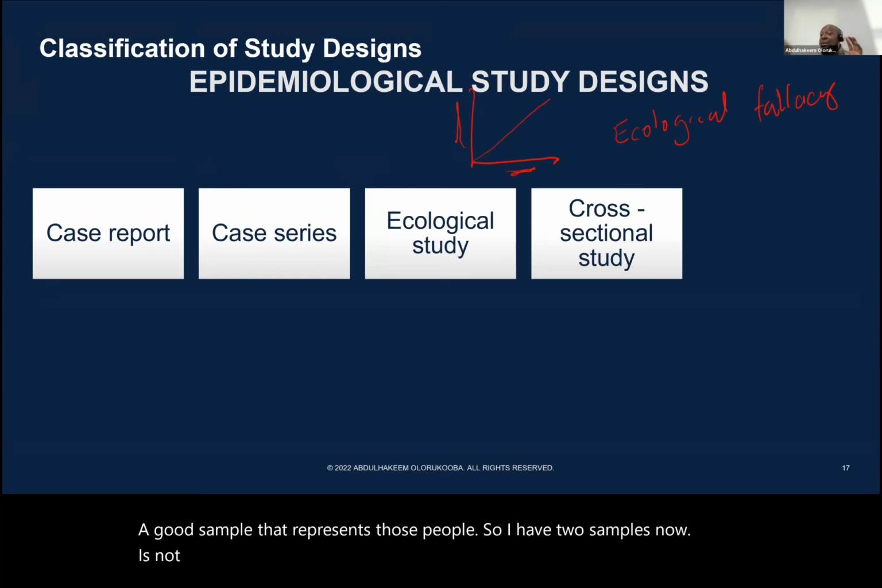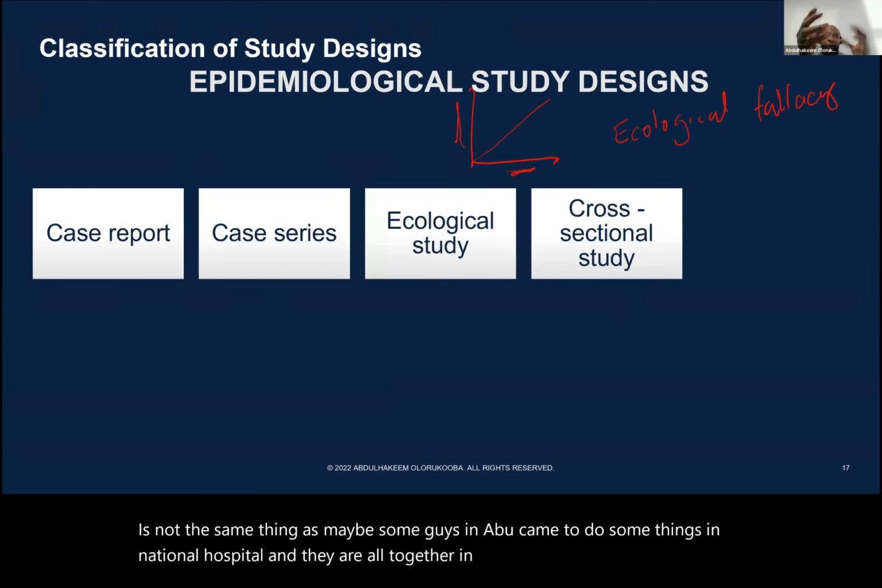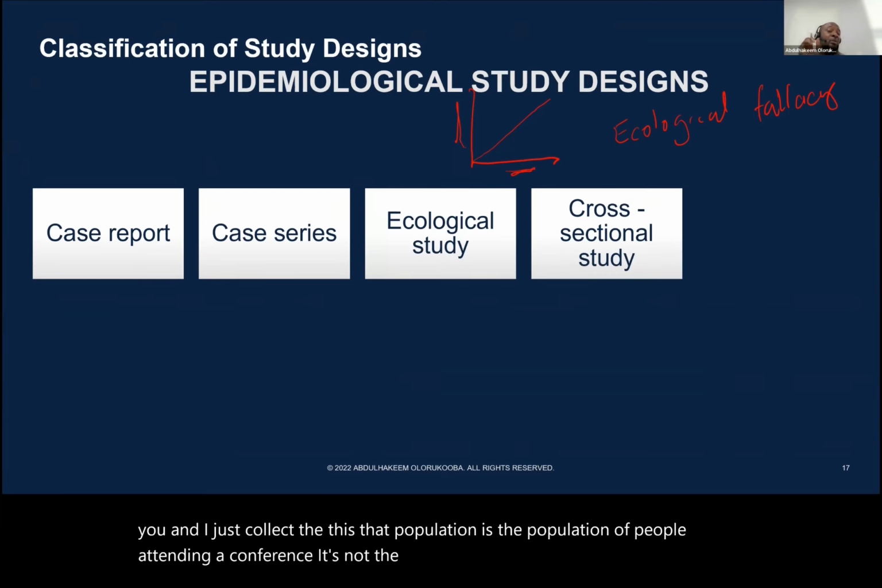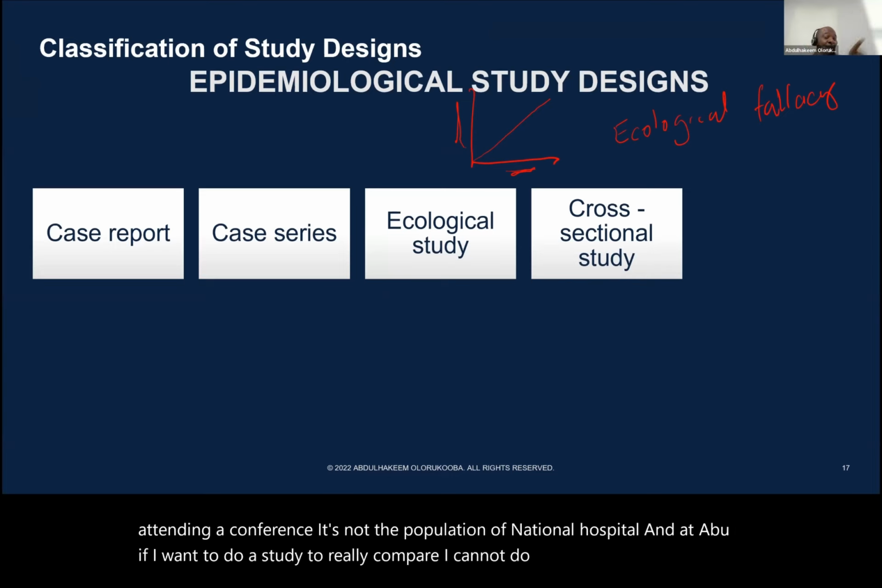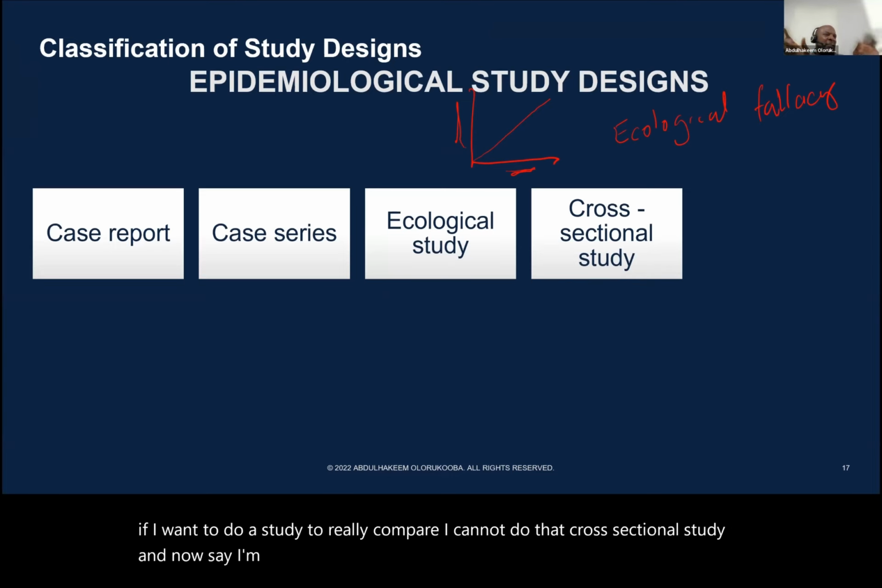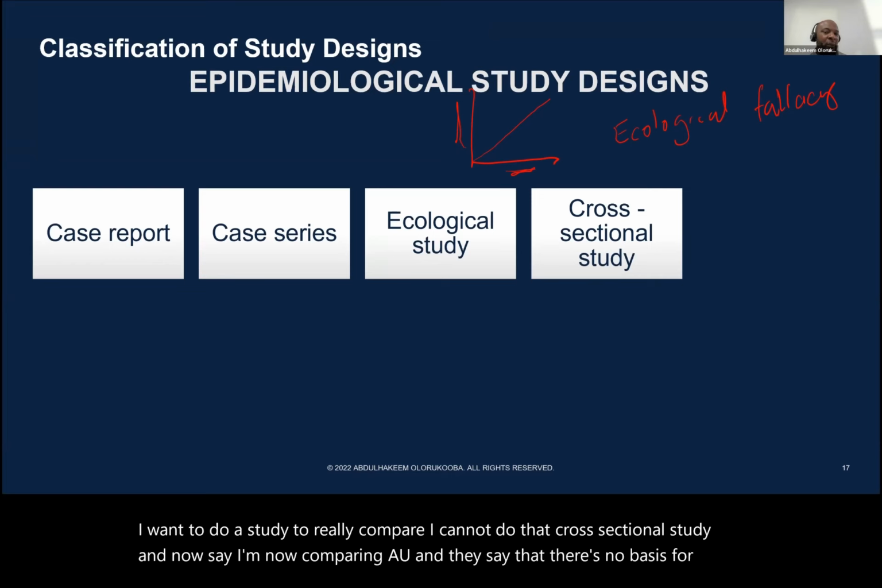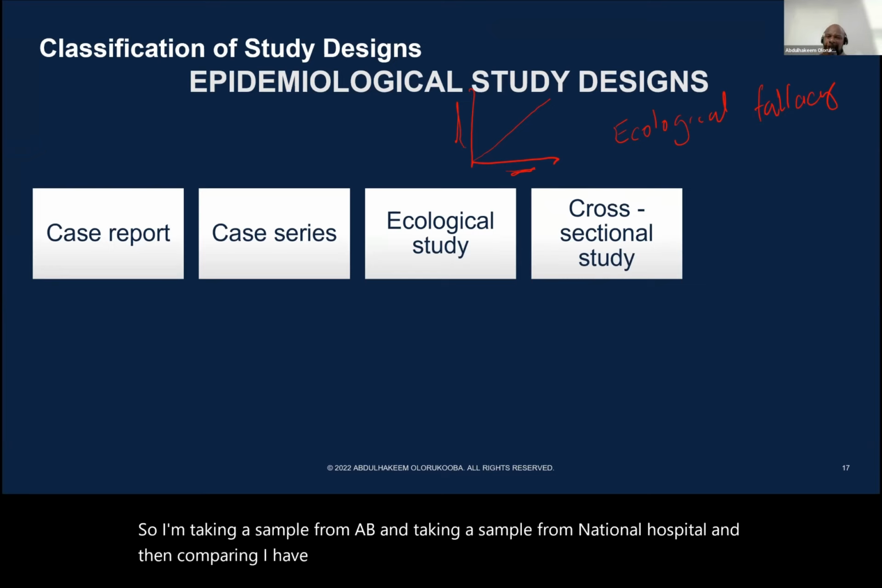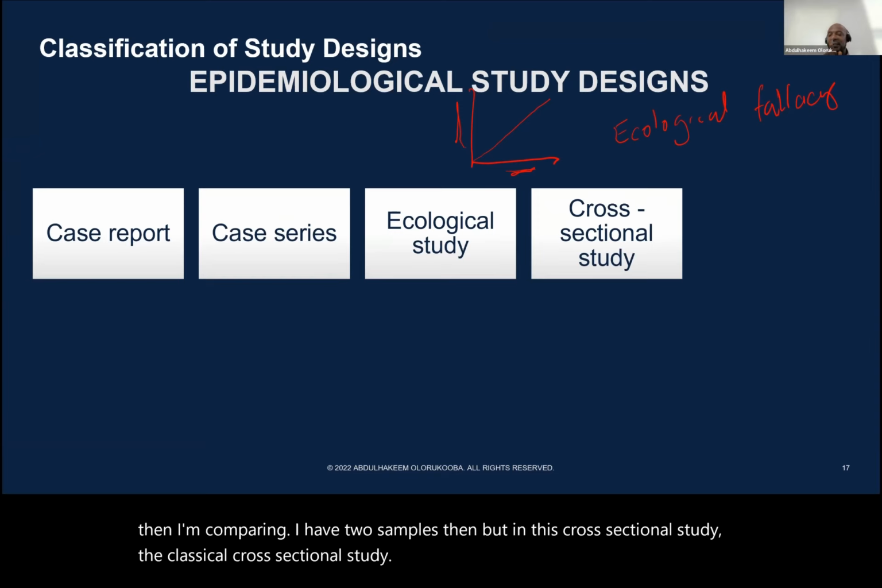It's not the same thing as if some people from ABU came to National Hospital for a small conference, and I collect data from them. That population is the population of people attending a conference. It's not the population of National Hospital and ABU. If I want to really compare, I cannot do that and say I'm comparing ABU and National Hospital. There's no basis for comparison. So I take a sample from ABU and a sample from National Hospital, and then I compare. I have two samples then. But in the classical cross-sectional study, you have one sample.